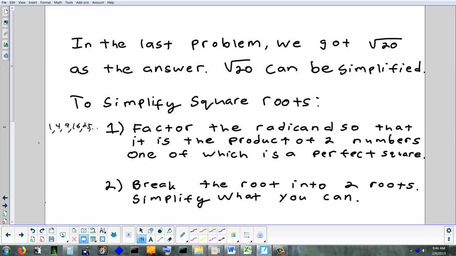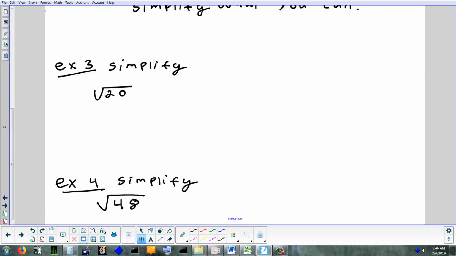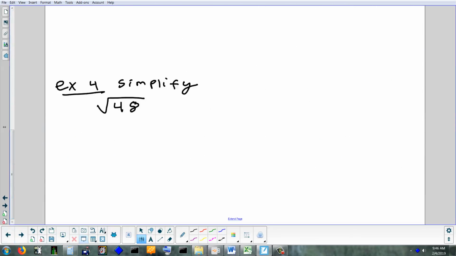All right, so let's try one more root. We're not going to go through the whole distance formula, but let's say you did the distance formula and you got that as an answer. Square root of 48. How can you break down the number 48? Multiply two numbers together to get 48. And we want one of them to be a perfect square. Yeah? 12 and 4. 12 and 4.